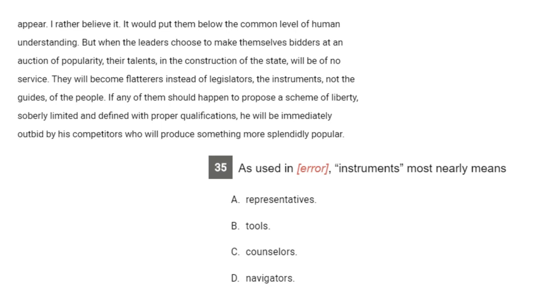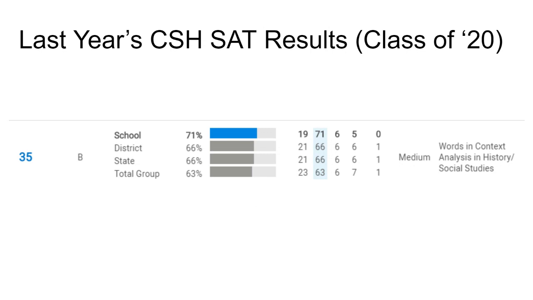As used in this passage, instruments most nearly means A, representatives, B, tools, C, counselors, or D, navigators. As you can see, 71% of Chatfield students got this correct last year. It is considered a medium question, words in context, and again is part of a history or social studies passage. The correct answer here is B. Instruments in this context most nearly means tools.